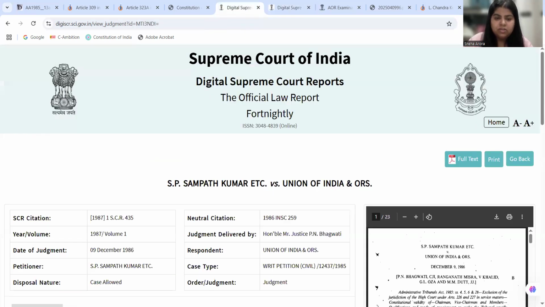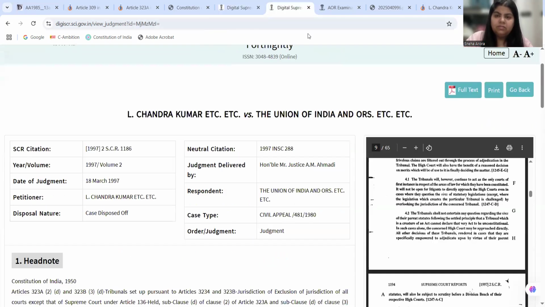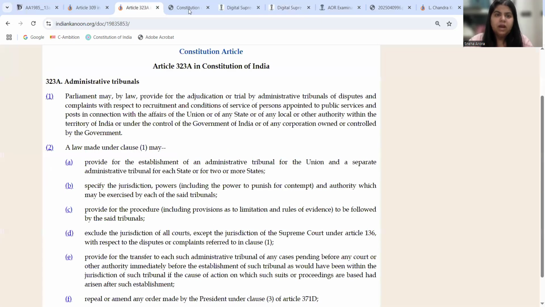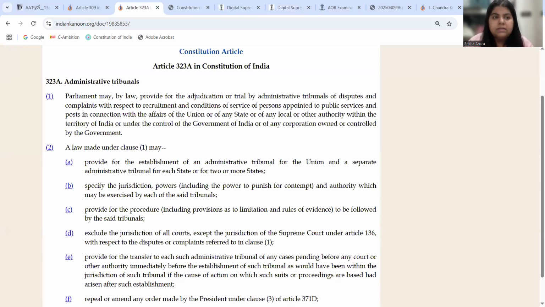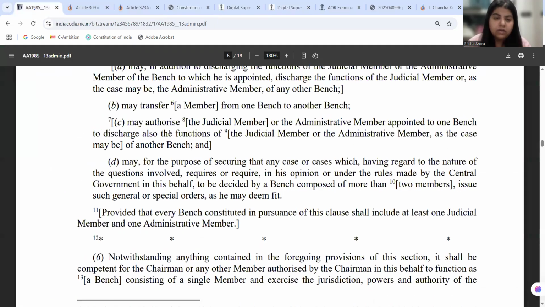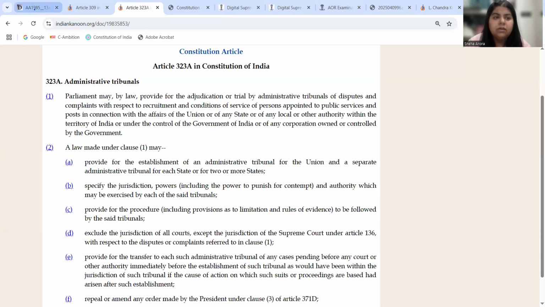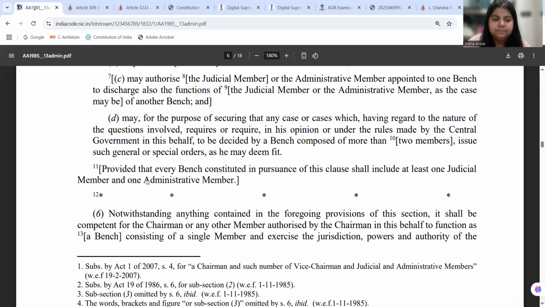So we will have a discussion on SP Sampath Kumar and L. Chandra Kumar today. Now, what is happening in SP Sampath Kumar and L. Chandra Kumar is that Article 323A, 323B, and some provisions of the Administrative Tribunals Act, the Act of 1985, are in question. So the court, in Sampath Kumar as well as L. Chandra Kumar, is examining the constitutional validity of Section 28 of the Administrative Tribunals Act.